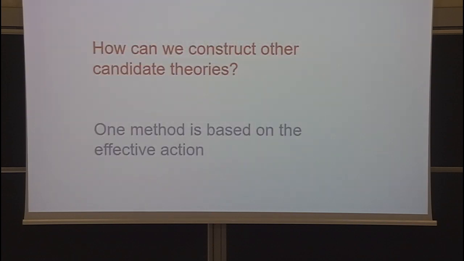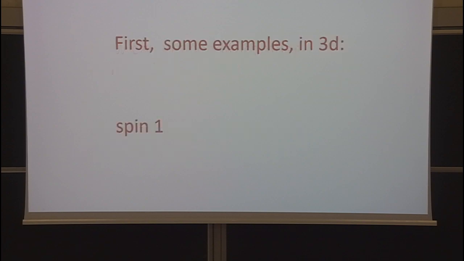First of all, how can we construct other candidate theories which contain infinitely many fields, that is infinitely many spins? So for brevity, let me call them higher spin theories, okay? One method is based on the effective action. We realized this by digging out from the literature things that should be very, very well known.